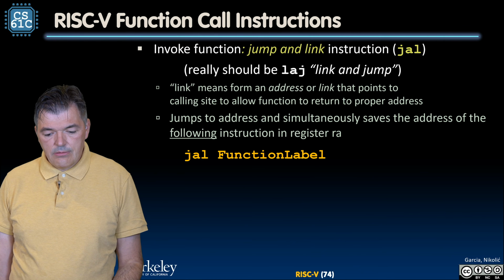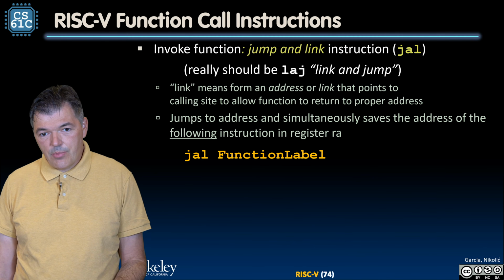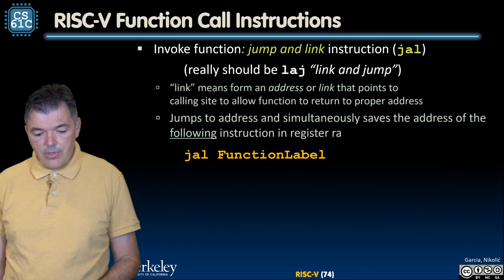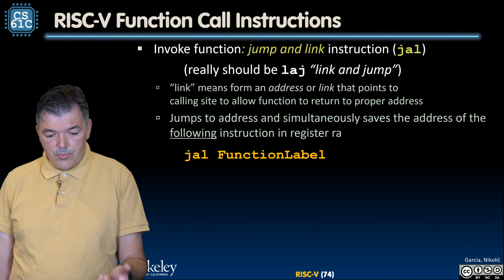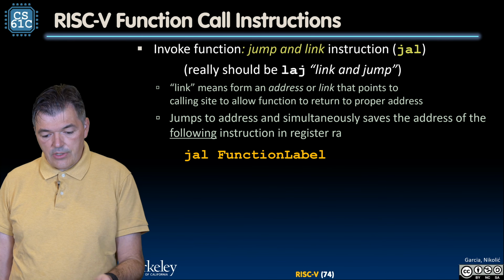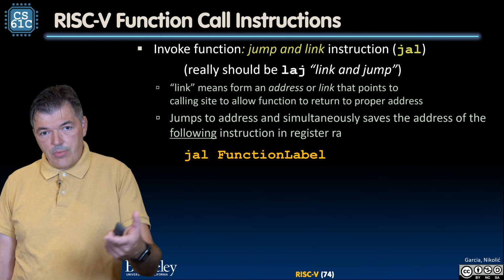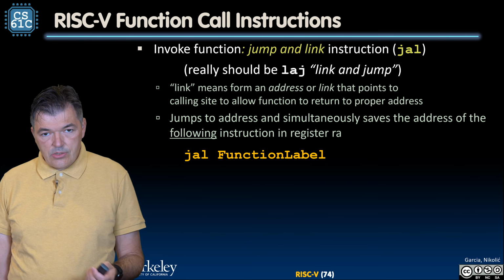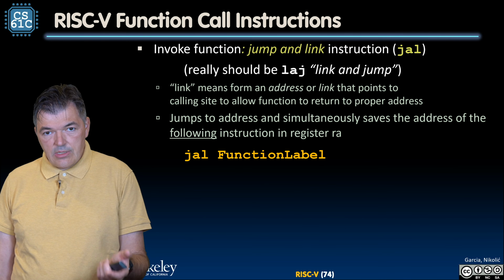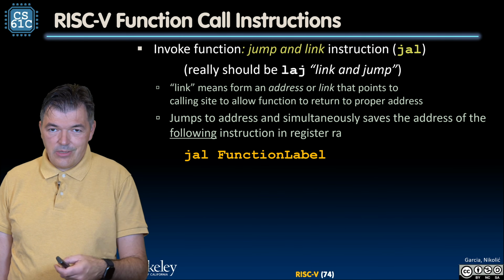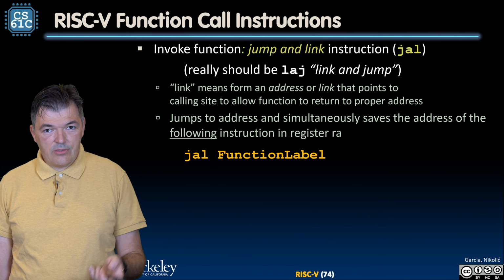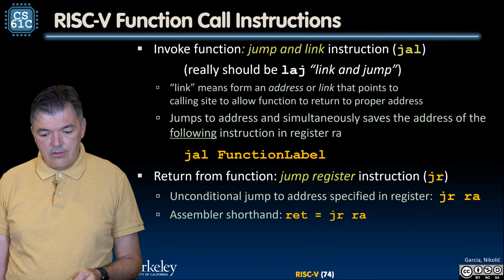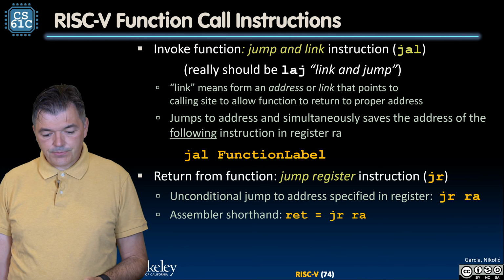Jump and link should probably have been called link and jump, because we first link and then jump. Link is basically forming an address, or a link, that points to the calling side to allow a function to return to the proper address, the next address. So we can just use it as JAL function label. Of course, it's called a JAL because it's going to be hanging out in the green sheet with all the other jumps, not with loads.